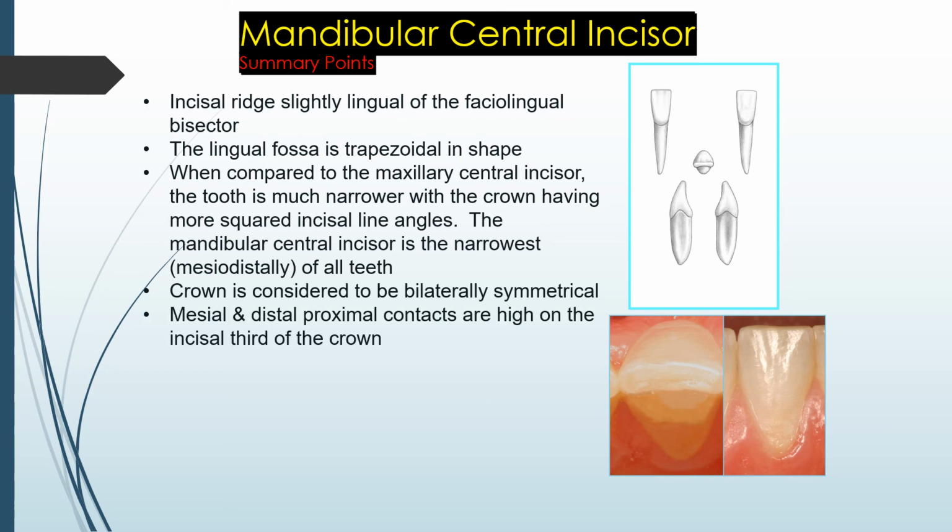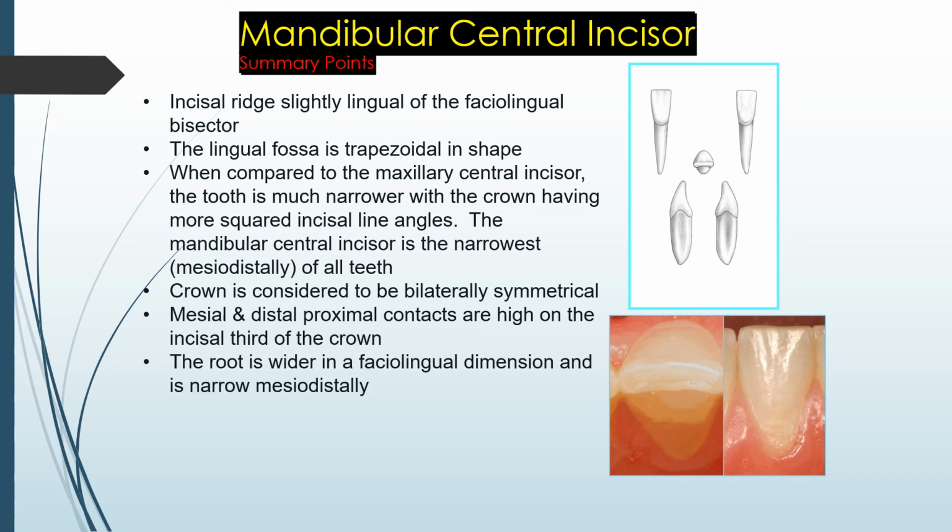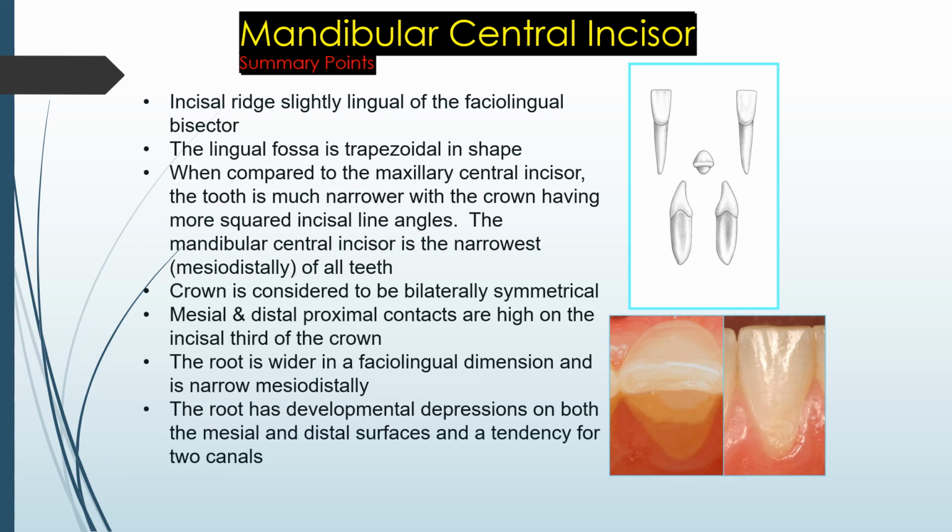The crown is considered to be bilaterally symmetrical, and the contact areas which are present on the proximal areas are present on the incisal 1/3 of the crown. The root is wider in a faciolingual dimension and much narrower mesiodistally. The root has developmental depressions on both the mesial and distal surfaces, and it also has a tendency for two canals. If two canals are present, one is known as the facial canal, and the other, on the lingual aspect, is known as the lingual canal. And only on very rare occasions does it have two roots.